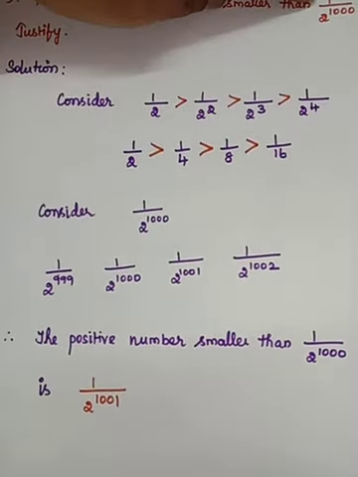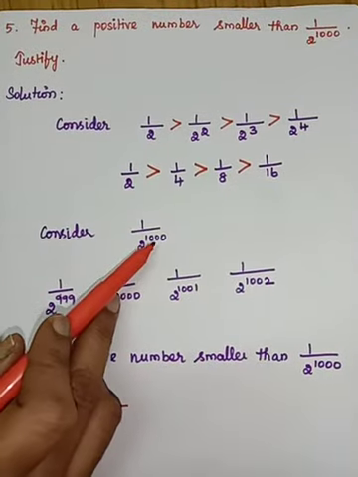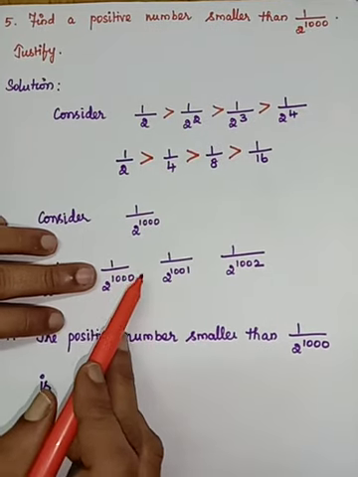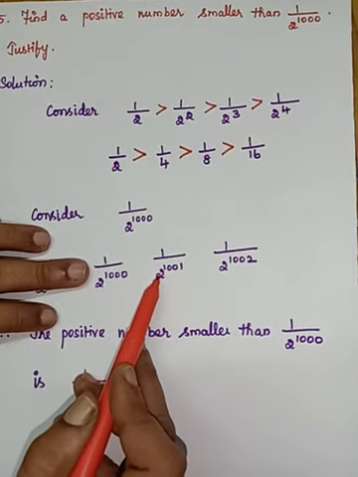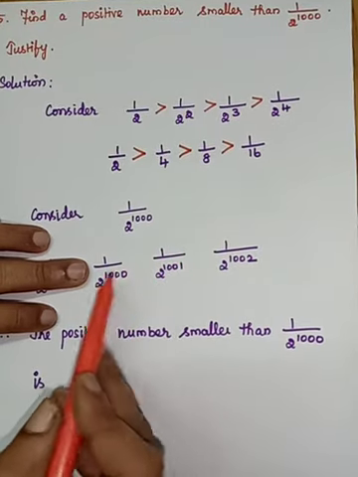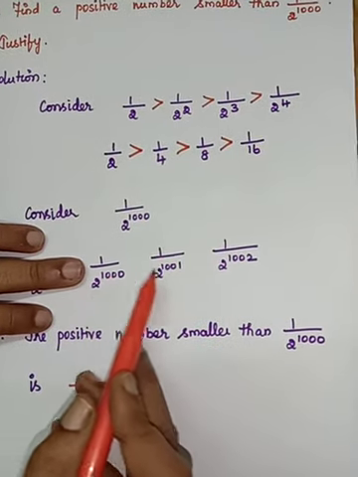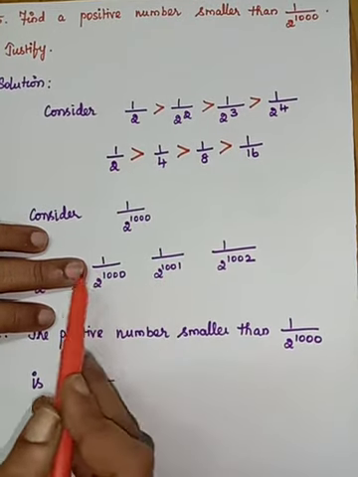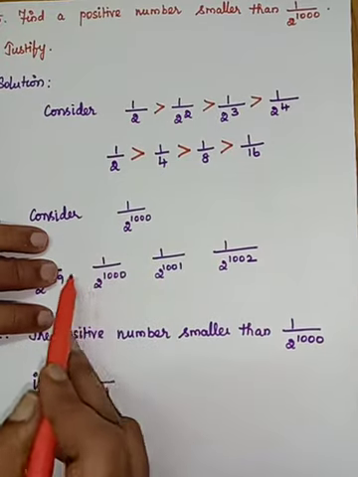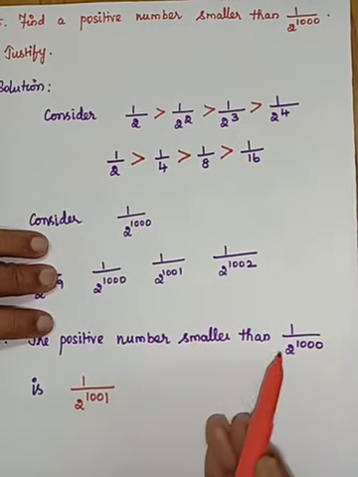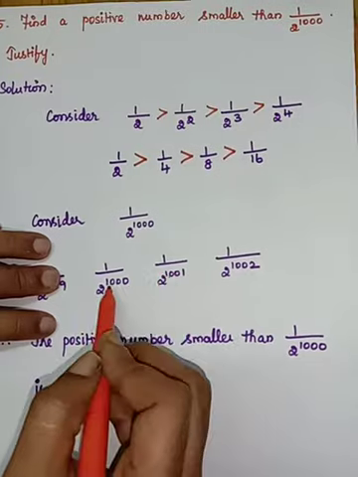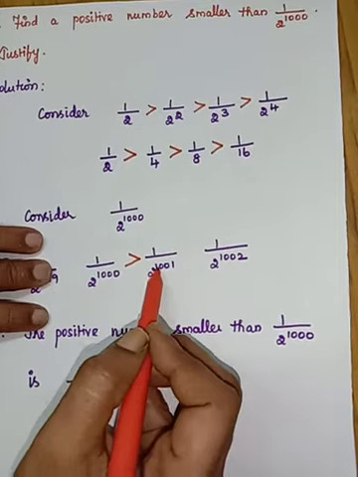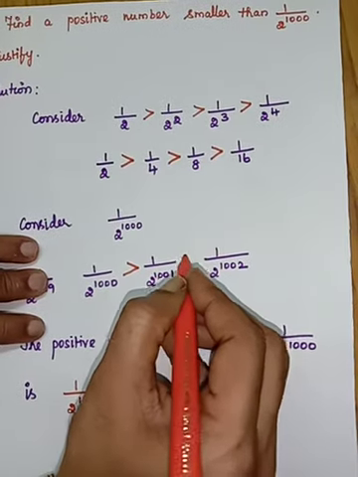Now I take the problem. What is it? 1 by 2 power 1000. I will consider 1 by 2 power 1000 here. The next number I will take is 1 by 2 power 1001. You see the denominator 2 power 1000, here 2 power 1001. So, the denominator is bigger. When the denominator is going bigger, the whole number is going smaller. So, when you compare these two, this number is bigger than 1 by 2 power 1001. The same way, this also.